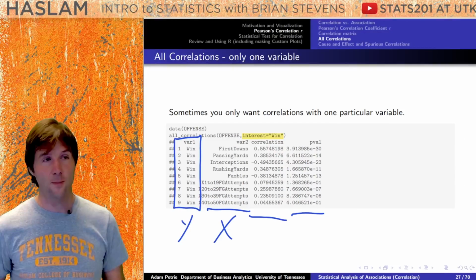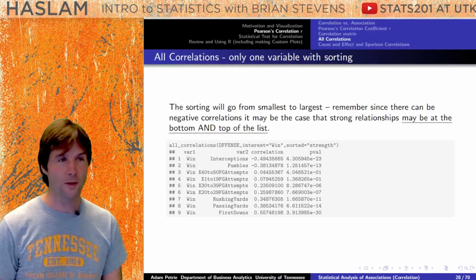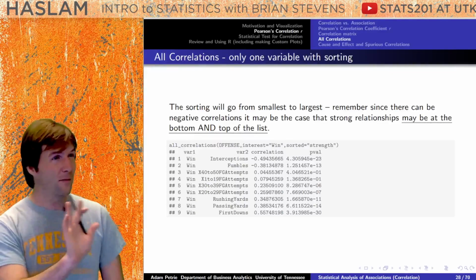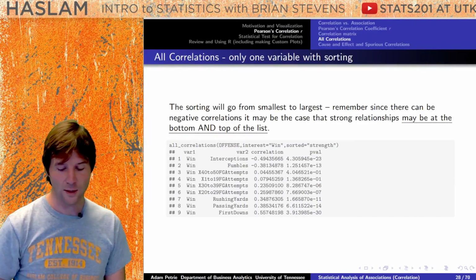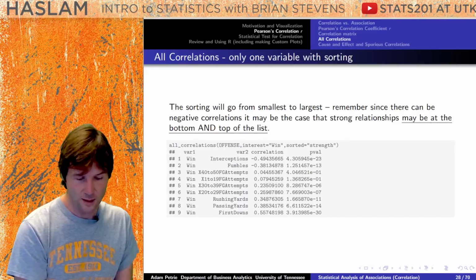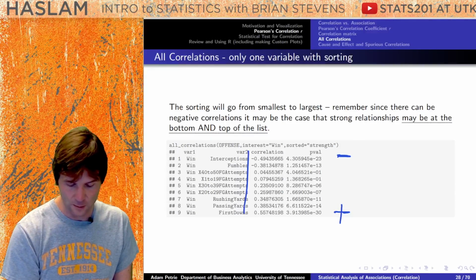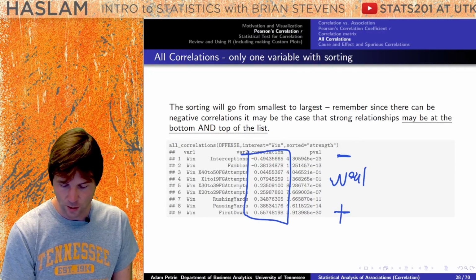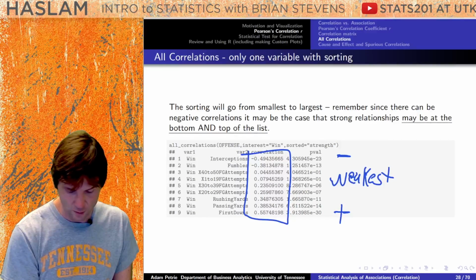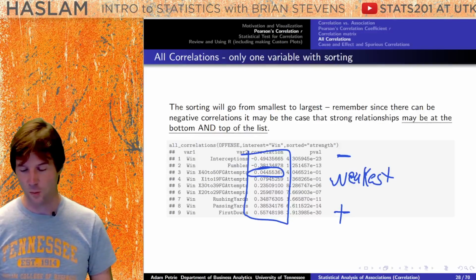We can take this same code and add a sorted, and sorted equals strength is going to sort it by the strength. My favorite thing to do is to do sorted magnitude, and you'll see that here in a second. So you'll notice that the strength of the correlation now goes from most negative to most positive, and look at these numbers right here. And you'll notice in the middle, you have kind of the weakest, which are closest to 0. There's the weakest, which would be this one right here. It is closest to 0, and the closest to 0 is the weakest correlation.